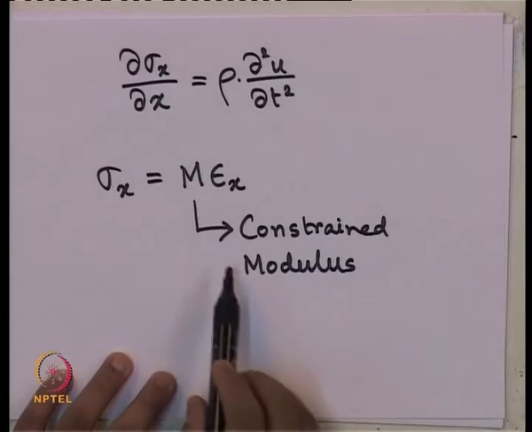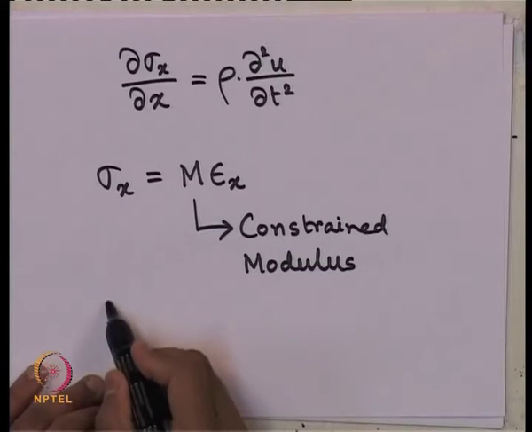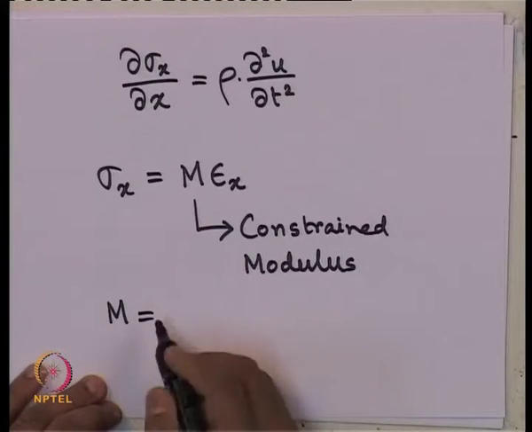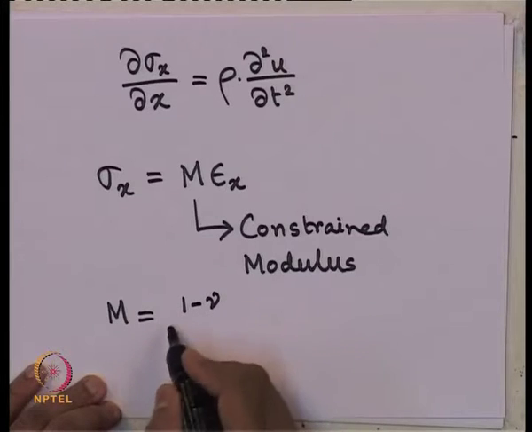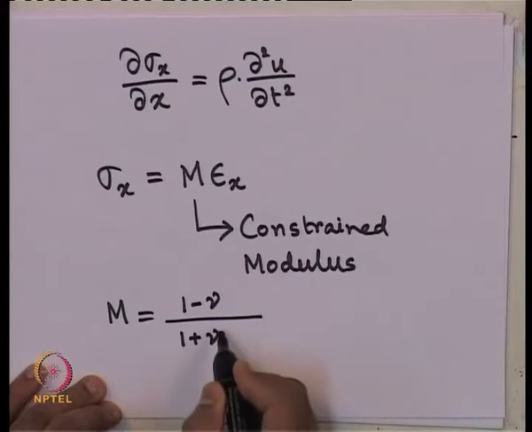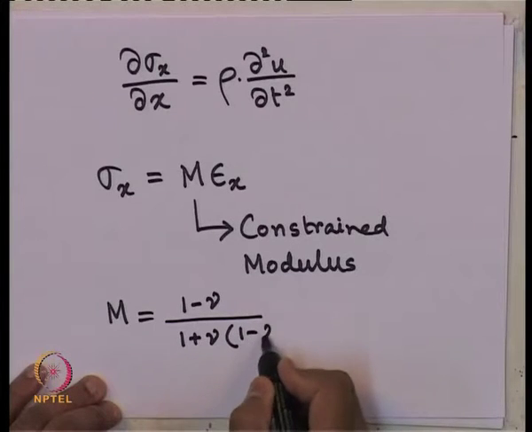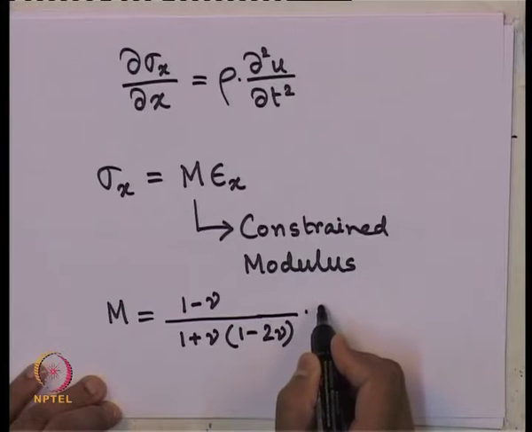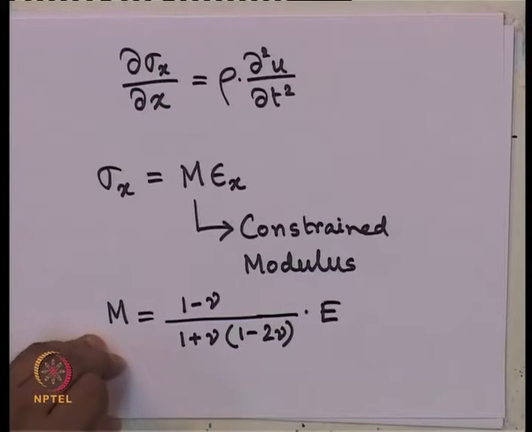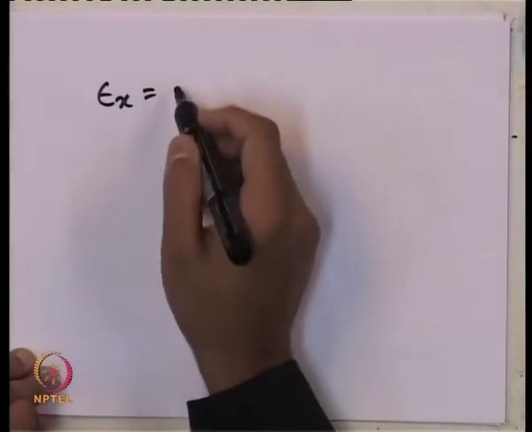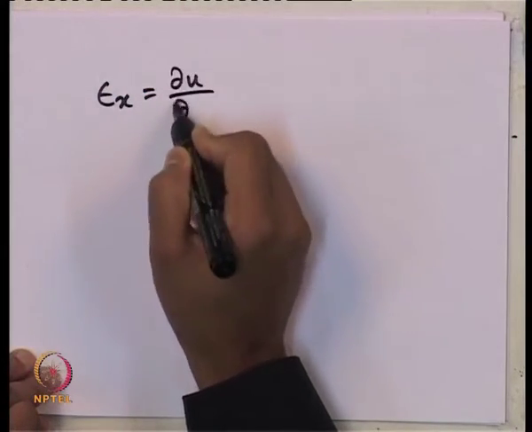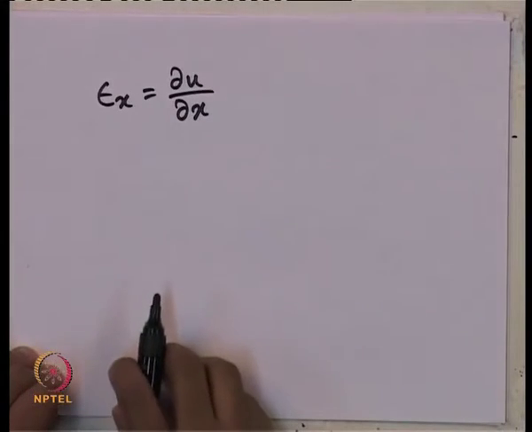So, the corresponding modulus we call constraint modulus m is given in terms of E as 1 minus mu by 1 plus mu into 1 minus 2 mu times E. So, that is the expression for constraint modulus, and the strain we know, strain epsilon x is given as del u del x, because u is the movement and x is the direction we are considering.